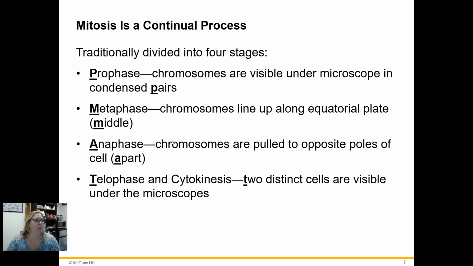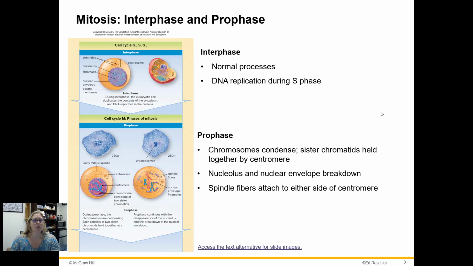Okay, so let's take a look at these in images and just a little more detail here. So in interphase, the cell is doing its normal processes. DNA is replicated in the S phase. It gets all the good signals. It's a skin cell. It's ready to divide. It's doing its thing. And that cell is going to get a signal to move into prophase.